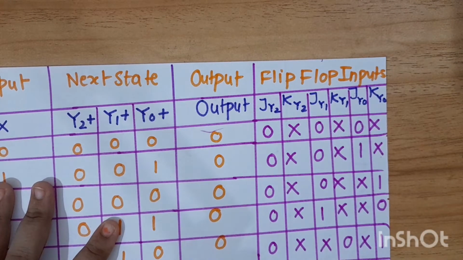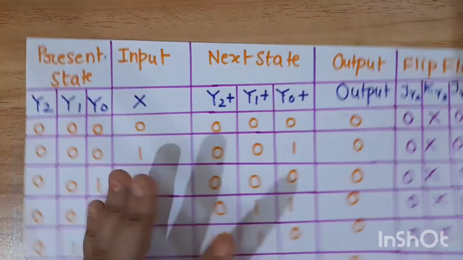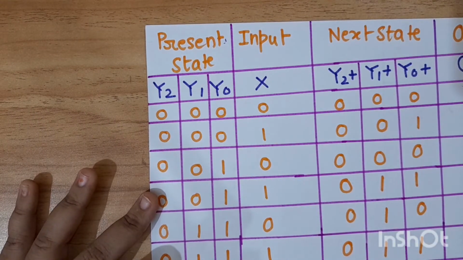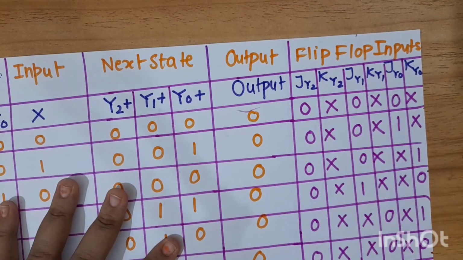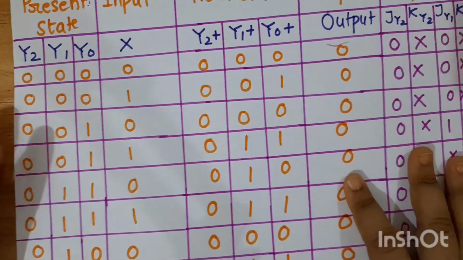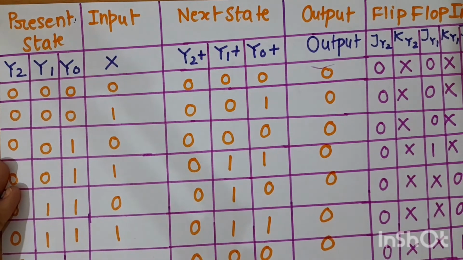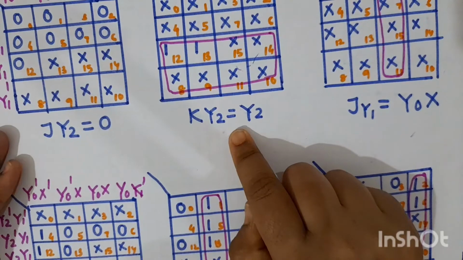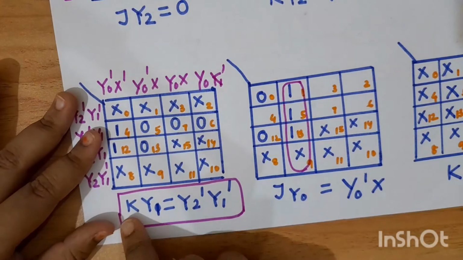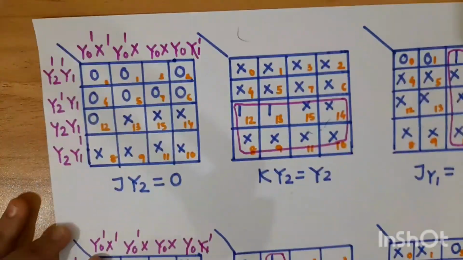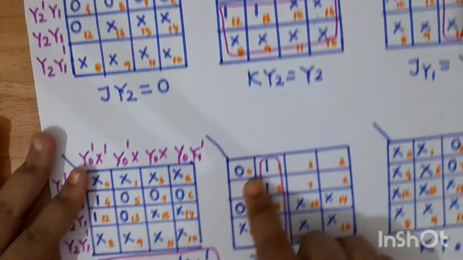So this is how the flip-flop inputs would come, corresponding to the transition from present state to next state for each of the bits of the present state, that is, for the flip-flop inputs. This would look like this. You can do it on paper on your own, and you will get a better idea. Here is the K map for J y2, K y2, J y1, K y1, J y0, K y0. These are the K maps. You see how these K maps have been drawn.